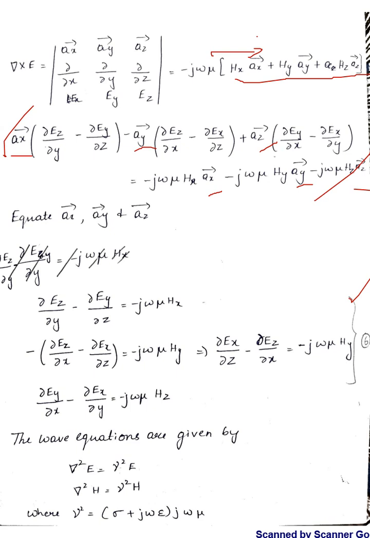And I hope you know the wave equations: del square E is equal to gamma square E, and del square H is equal to gamma square H, where this gamma square value is equal to (sigma plus j omega epsilon) times j omega mu.